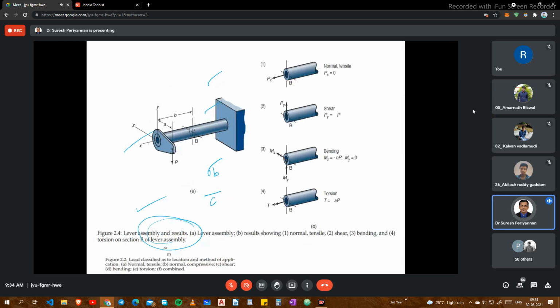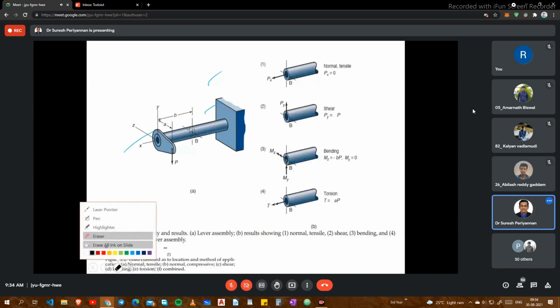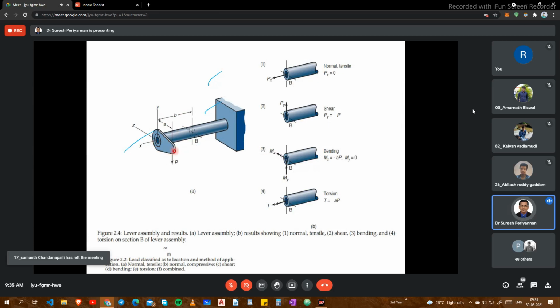This is another way, with this lever assembly. In the lever assembly, what are the stresses acting? See here, the lever is connected to the hollow tube. Here the normal stress is 0, but the lever is connected here. The vertical load is acting in the y direction. Hence, shear stress is going to be there because the force is offset from the tube. Obviously, shear stress will be there.